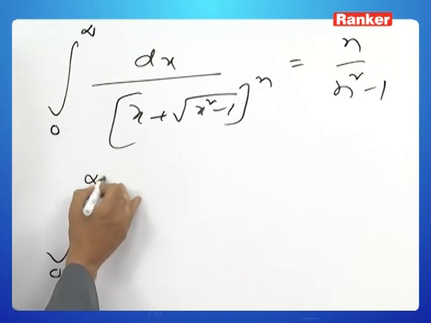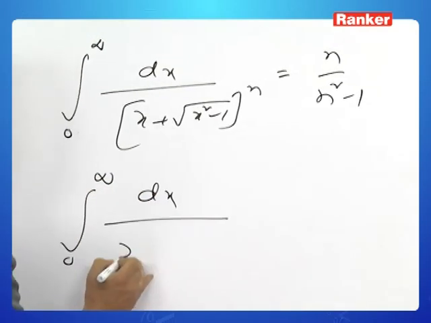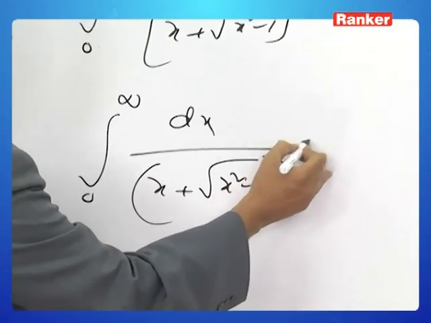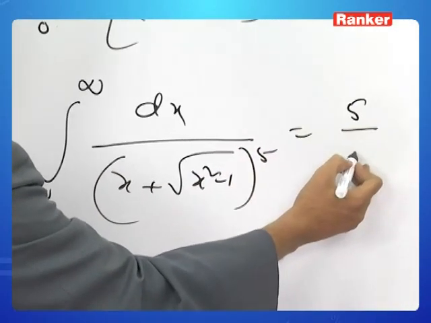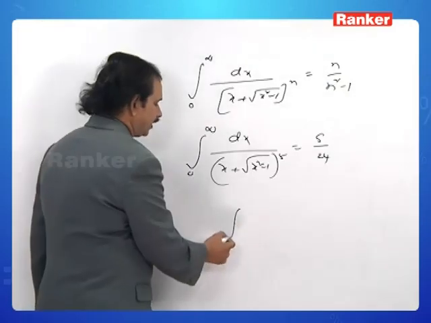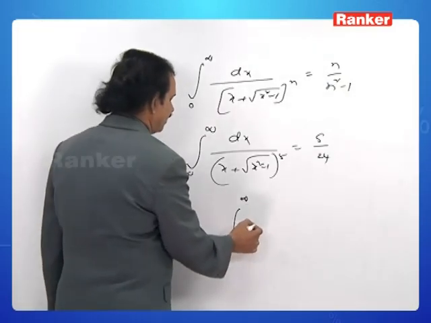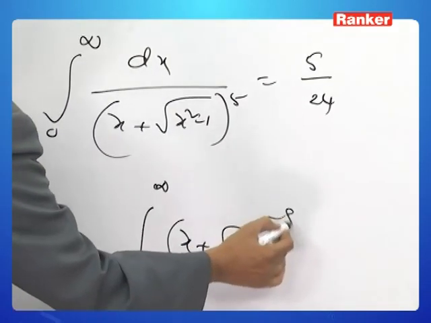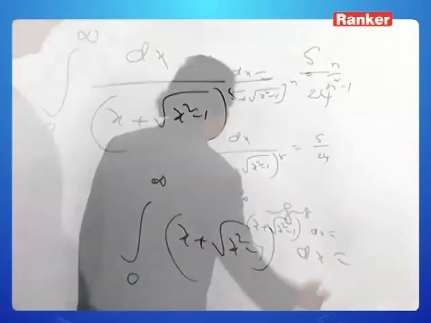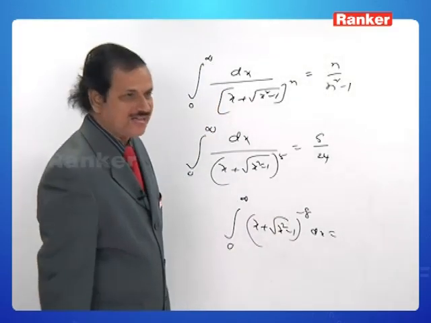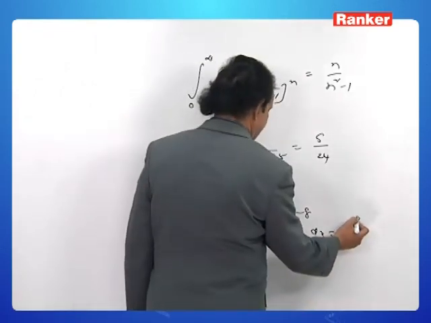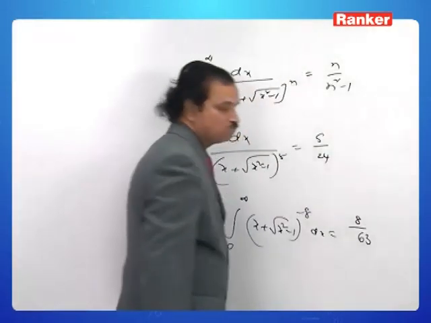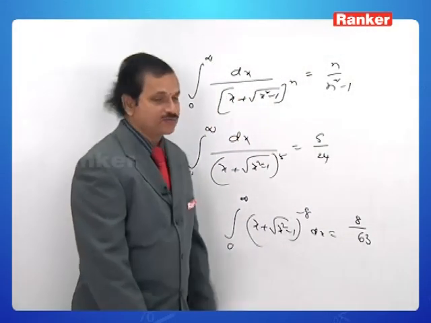Integral 0 to infinity dx by x plus square root of x square minus 1 whole to the power of 5. Come on, the answer is 5 by 25 minus 1 is 24. Integral 0 to infinity x plus square root of x square minus 1 whole to the power of minus 8. Come on, what is the answer? What are you having in the place of n? We are having 8 in the place of n, hence the answer is 8 by 8 square, 64 minus 1, that is 63. 8 by 63. Like that we simplify.